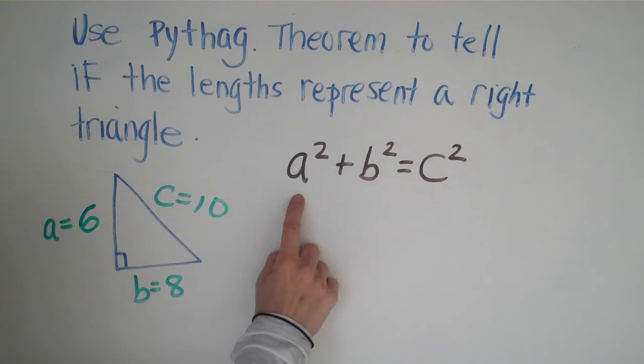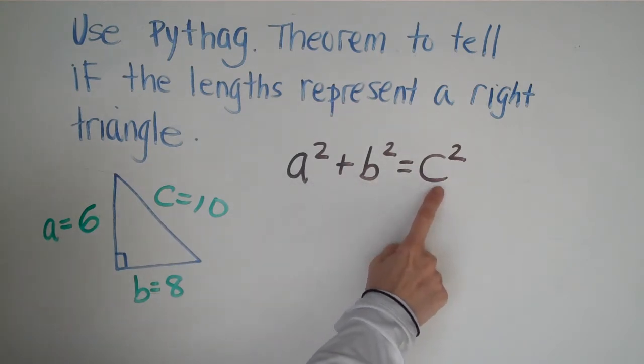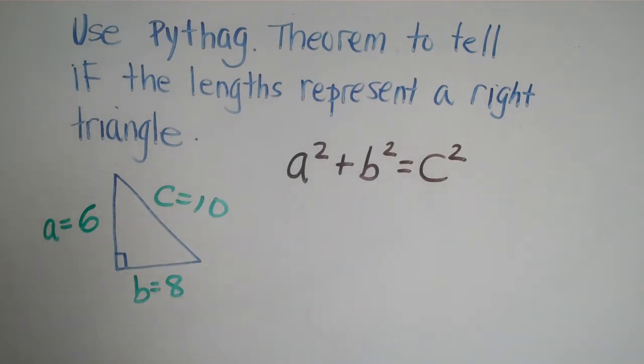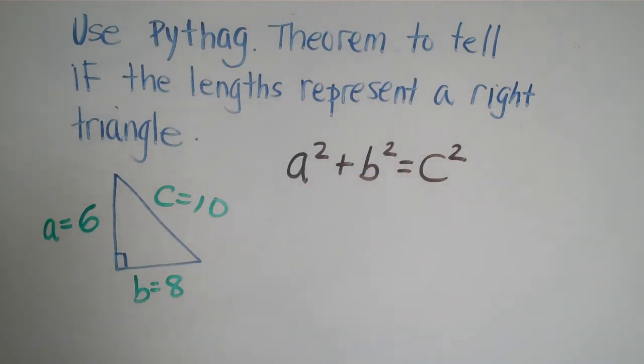Basically, the theorem looks like this: a squared plus b squared equals c squared. That right there is the formula for the Pythagorean theorem. A, B, C, it's really easy to remember, but you just have to remember all the little squares on there. So what it's saying is this 6 squared plus this 8 squared should equal this 10 squared. I'm going to plug that in and see if that's true.